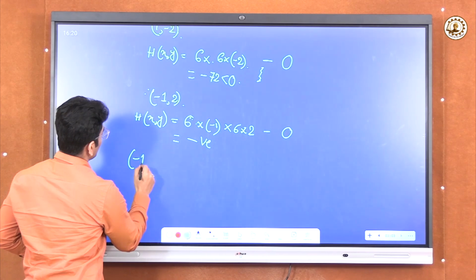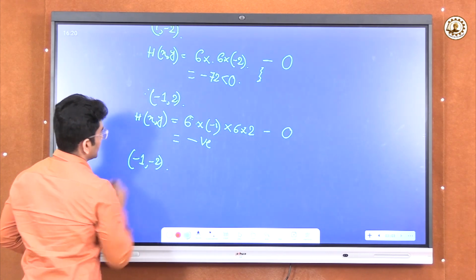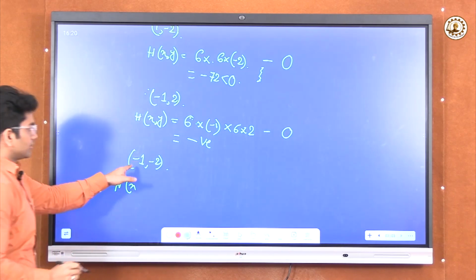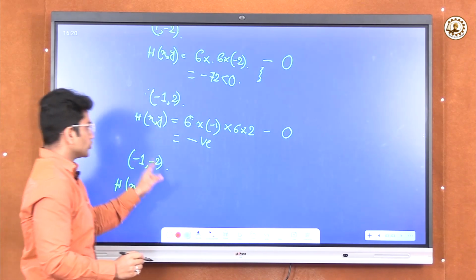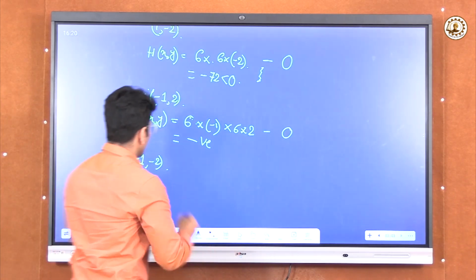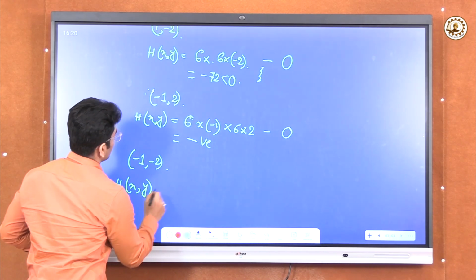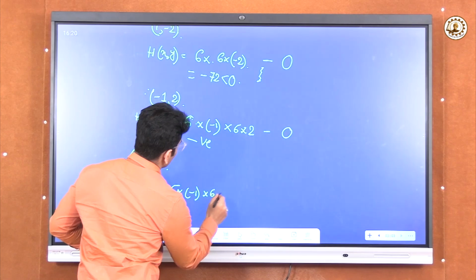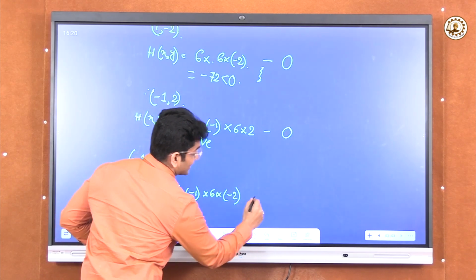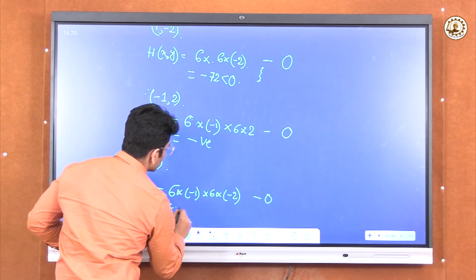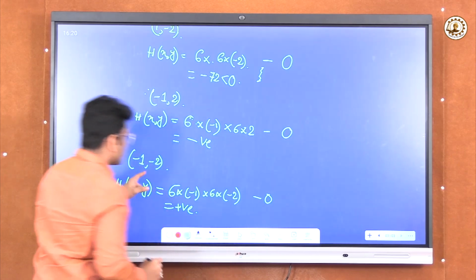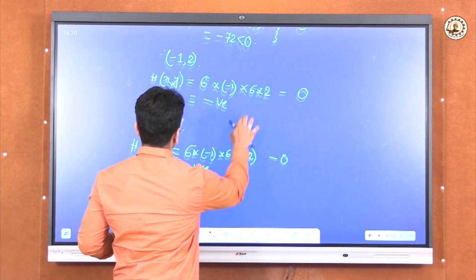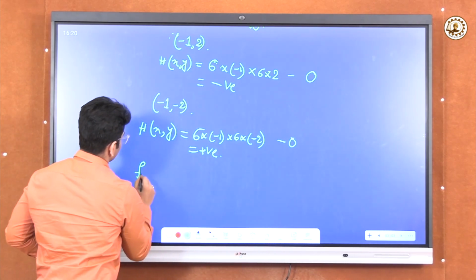At (-1, -2), h of xy will be 6 into minus 1, into 6 into minus 2, and fxy was identically 0. You can see that the x coordinate and y coordinate are both negative, so it will give a positive value. As the value is positive, this point is not a saddle point, so we will calculate f of xx.